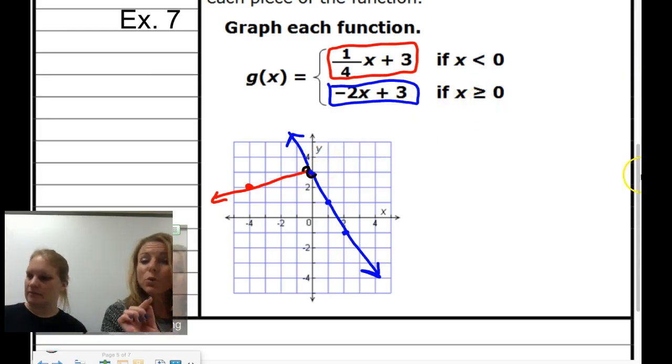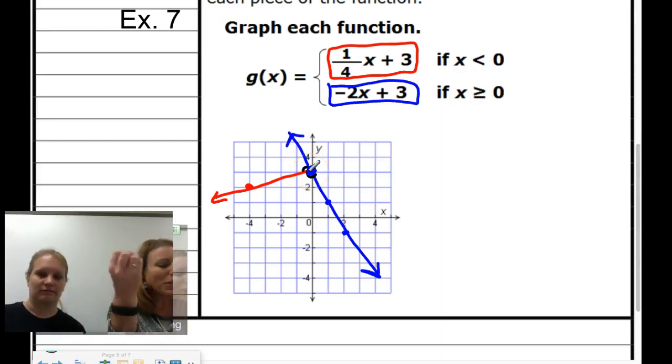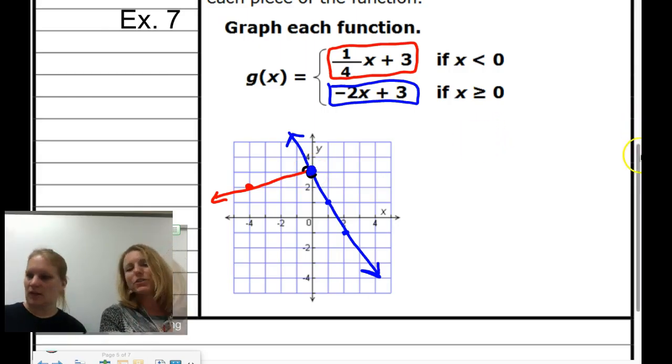Now let's go to the blue one. Let's change our color to blue. It needs to be a closed circle, so we're kind of doing an open circle and a closed circle. Maybe do an open circle around that in red just so they remember.